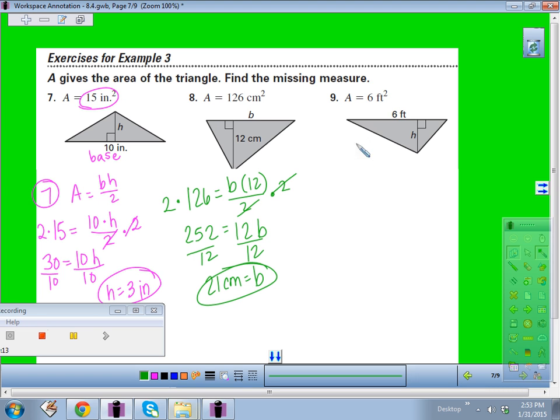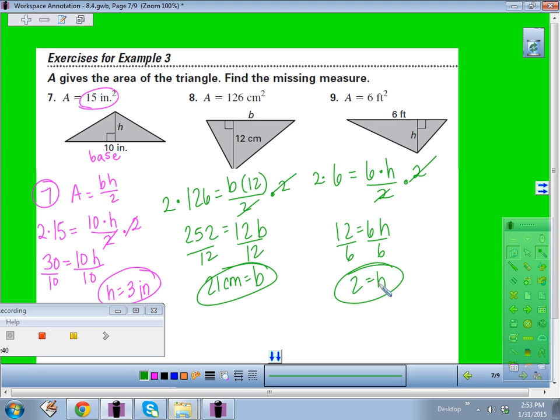Number 9, the area is 6 square feet and the base is 6. The height we do not know this time. Divide that by 2. Solving for h, we would multiply each side by 2. These cancel. Get 12 equals 6 times height. Divide by 6. So 2 equals h. And don't forget the units. That would be 2 feet.